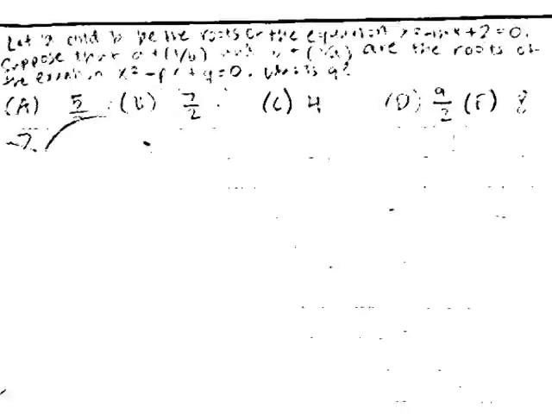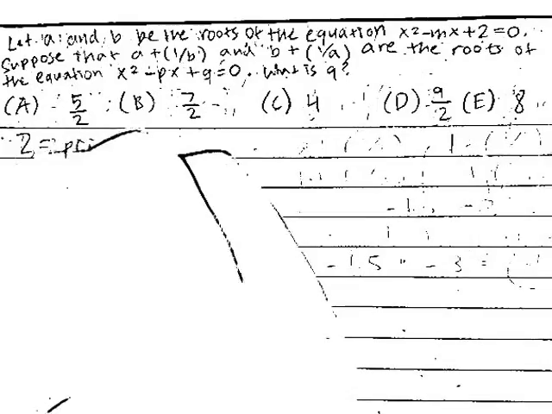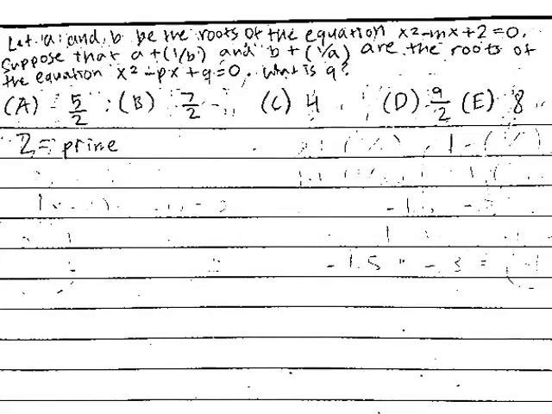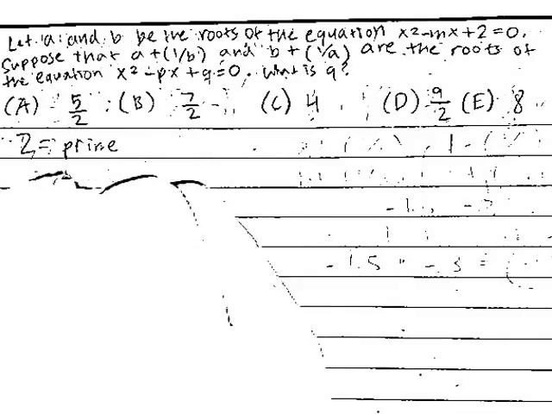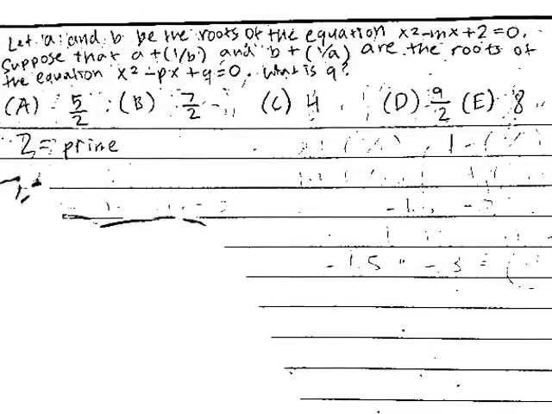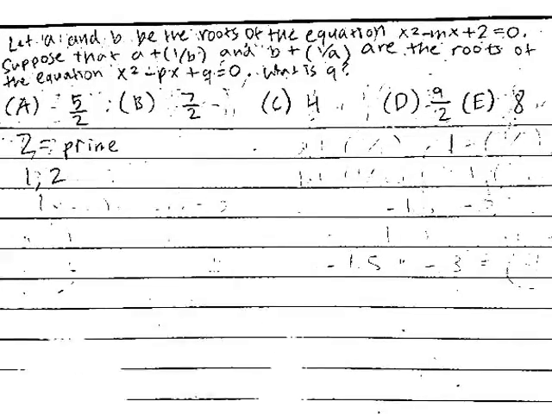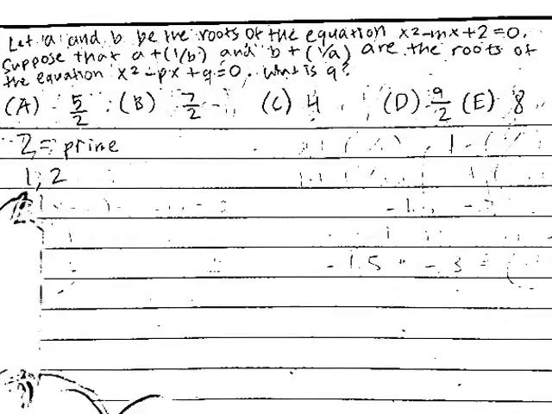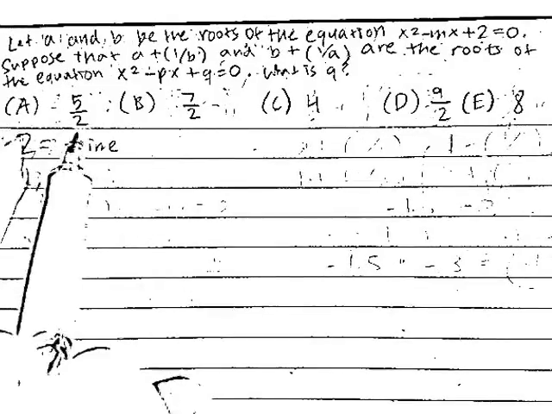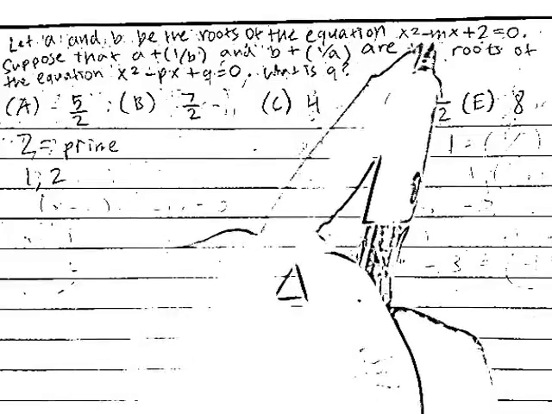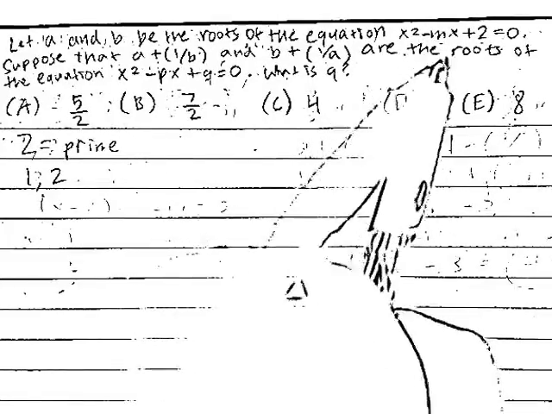So you know that 2 is a prime number. What a prime number means is that it can be only divisible by 1 or itself. So the only two numbers that can be multiplied to equal 2 are 1 and 2. So the roots of this equation could be 1 and 2. However, 1 and 2 added together does not equal a negative number, which is negative over here.